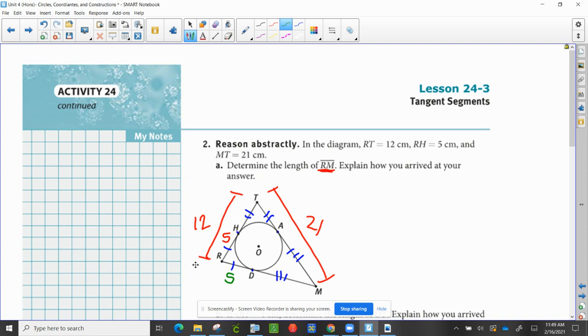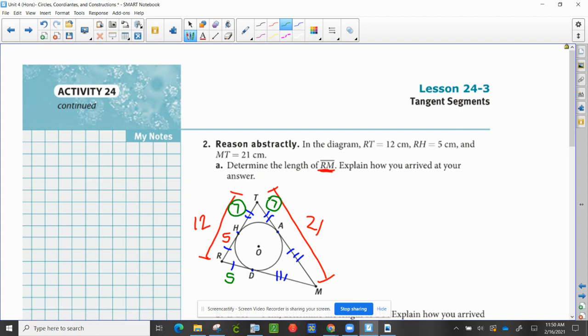Also, if this whole side length is 12 and this side is 5, what does that make HT? Well, if we subtract, 12 minus 5 would be 7. So we know that this is 7, and then that congruent segment is also 7.